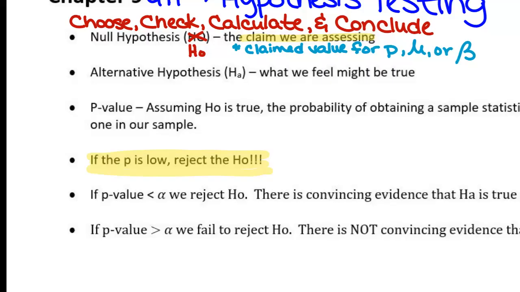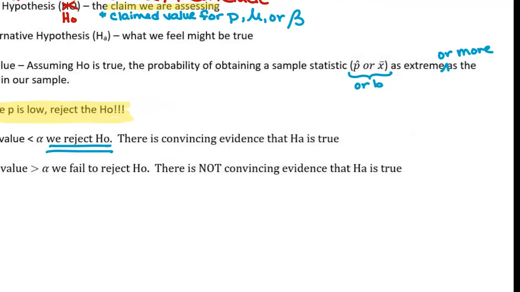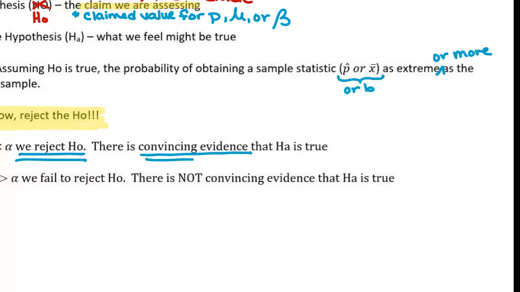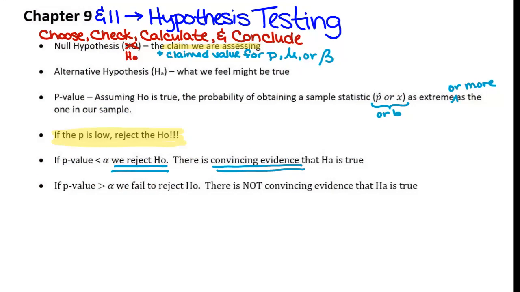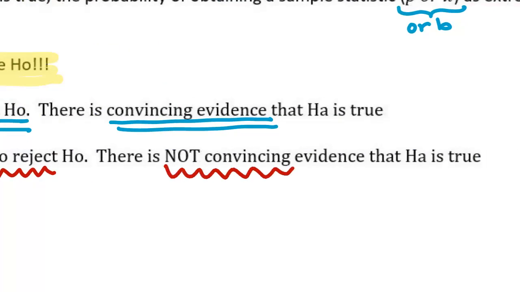I have not seen an AP exam FRQ where you're expected to do this, where they do not tell you what level you should be using for alpha. Every single one I've ever seen, they tell you what you should be using for alpha. If the p-value is less than alpha, we reject the HO. There's convincing evidence that the HA is true. So if we reject, then we have convincing evidence. And if we fail to reject, then there is not convincing evidence.